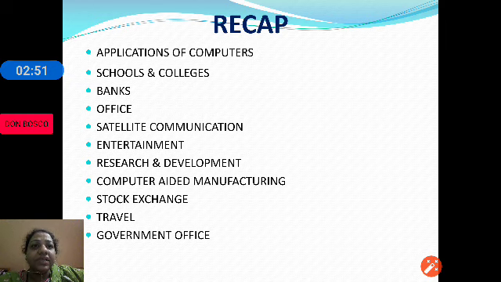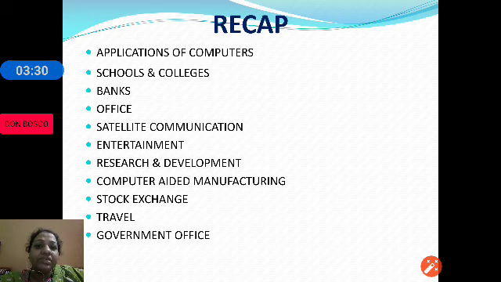So let us recall the applications of computers, where we studied how computers are helpful to us in maintaining records and preparing ID cards in schools and colleges, and to record the transactions we use computers in banks. To do different documentation work computers are used in offices, and in entertainment for cloning and superimposing of images and remixing, and for many other purposes we are using computers.